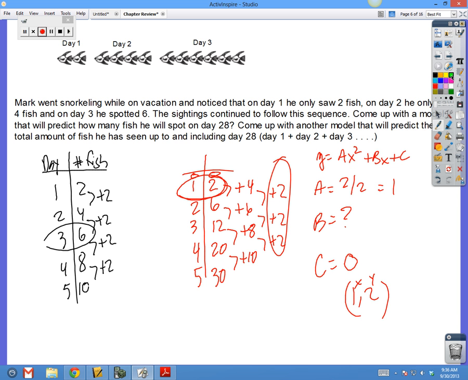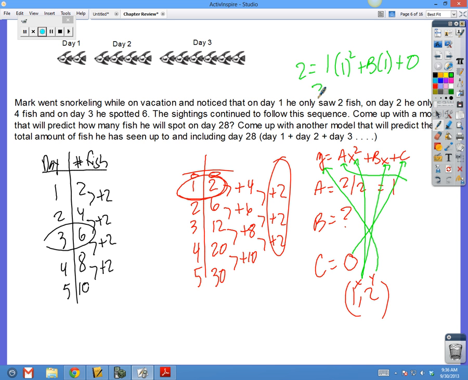And start subbing in. Sub the y there, the x there, the x there, the a there, the c there. So 2 equals 1 times 1 squared plus b times 1 plus c. So 2 equals 1 plus b. So b must be 1. So now a is 1, b is 1, c is 0, y equals 1x squared plus 1x.